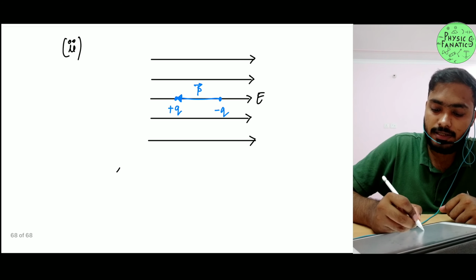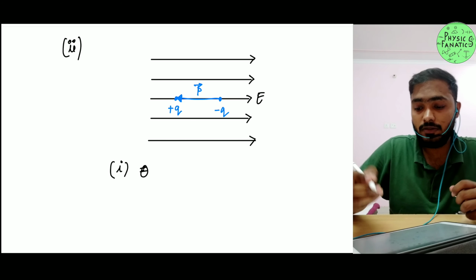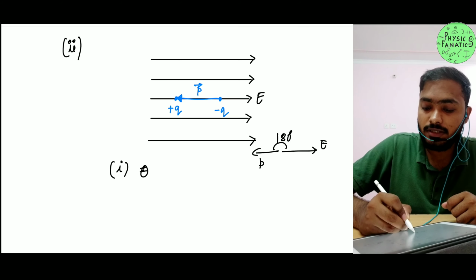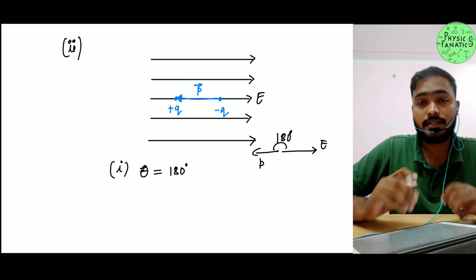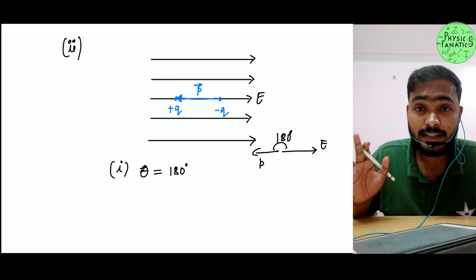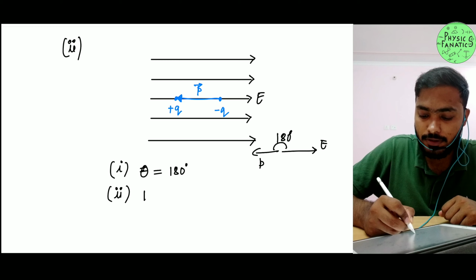So very nicely, three things. First thing is theta. Obviously you guys can see the electric field is in this direction, the dipole is in this direction, so the angle is 180 degree. So theta is 180 degree. This is something which I hope everybody can see. Yes, great.